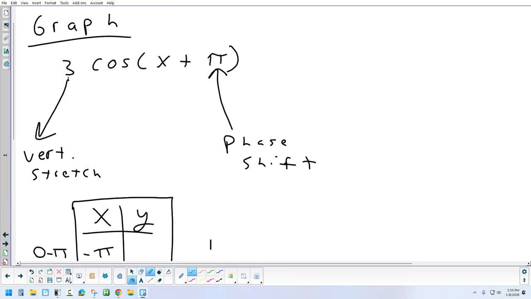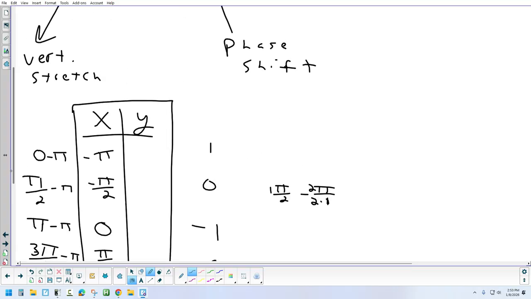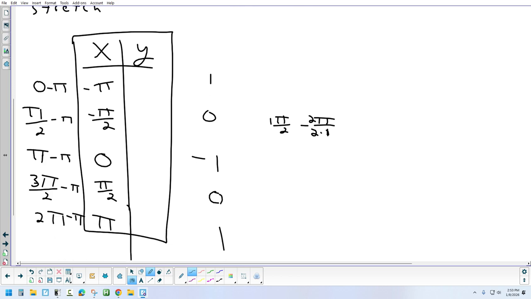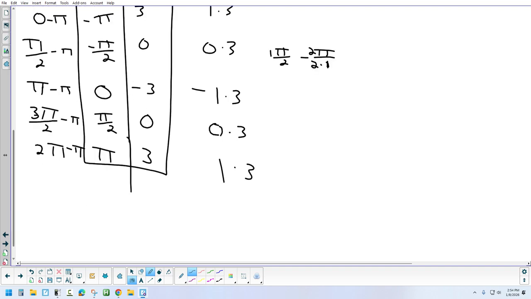Now the y's are going to change too because of this 3. What do we do to all the y values? You are going to multiply them by 3. Yes. So we're going to times all of these by 3, and those are my new y values. So what will I get for that column? 3, 0, negative 3, 0, 3. Okay. So now we're going to make the sketch, but that's the table. Any questions on the table? No. Okay. So let's get a piece of graph paper.